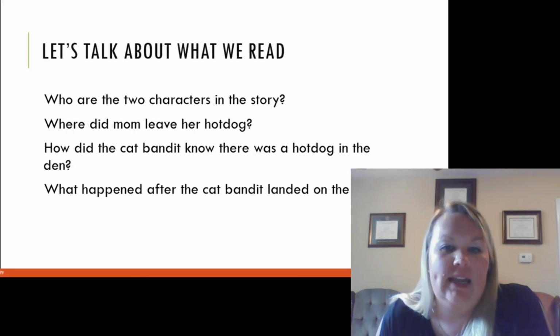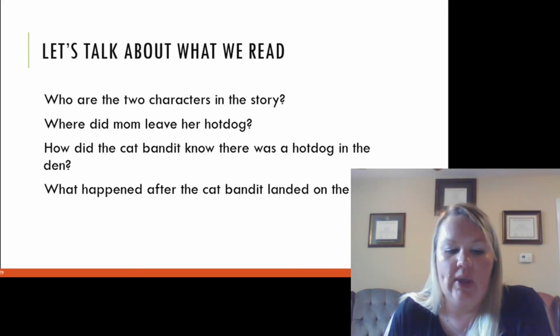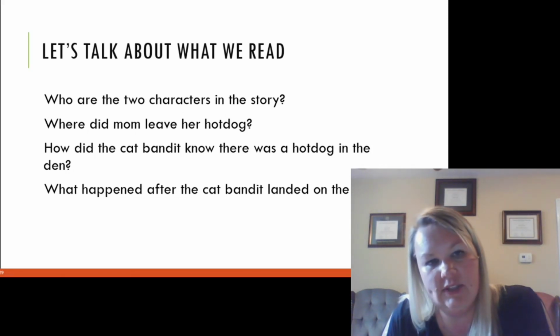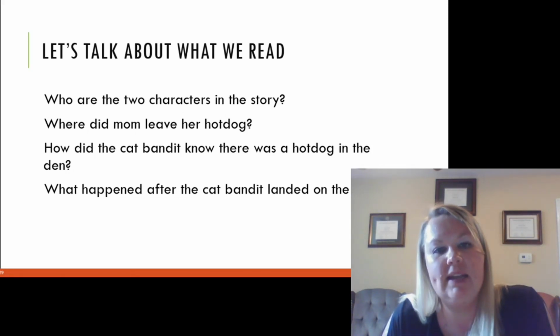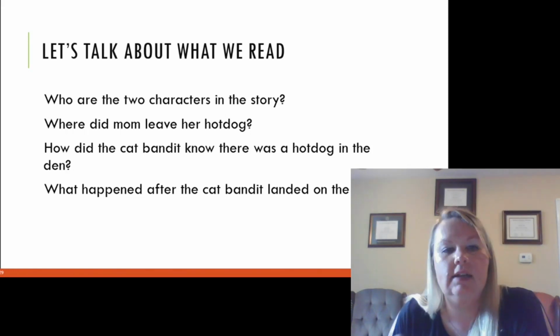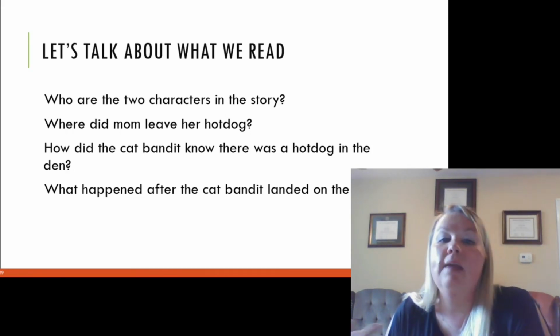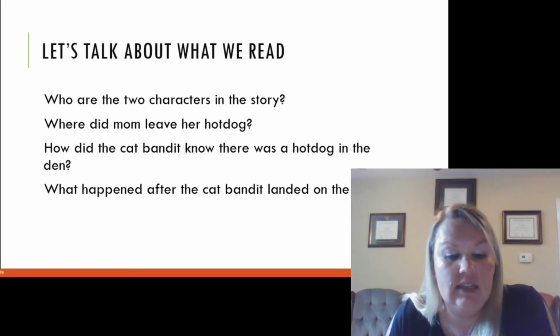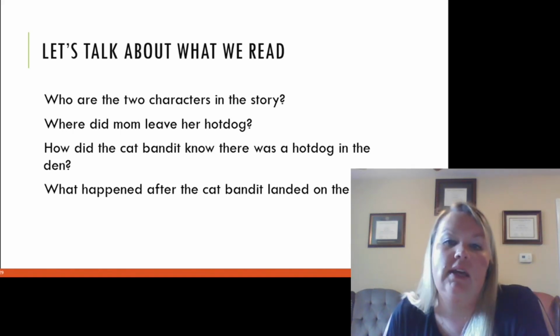How did the cat bandit know there was a hot dog in the den? Complete sentence. Answer this aloud. How did the cat bandit know there was a hot dog in the den? Okay. Yes, something like this. The cat bandit knew there was a hot dog in the den because the cat bandit could smell it, right? Or he or she could smell it.